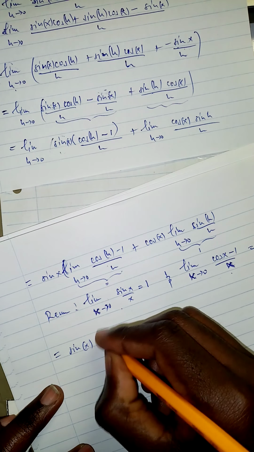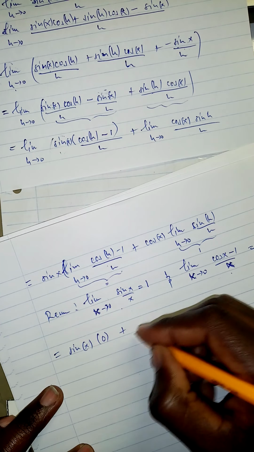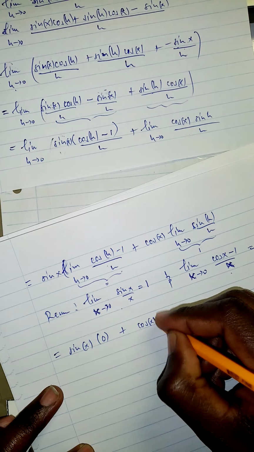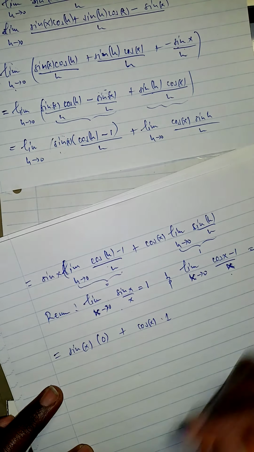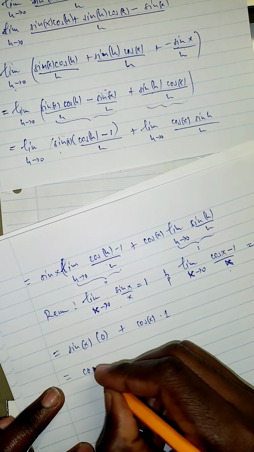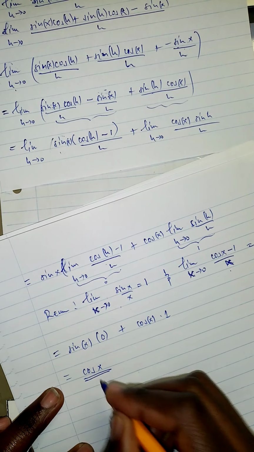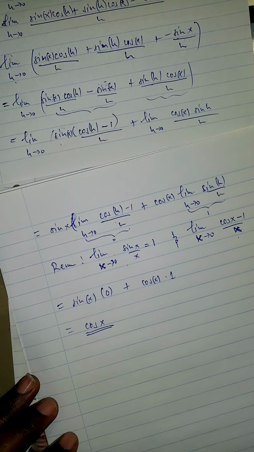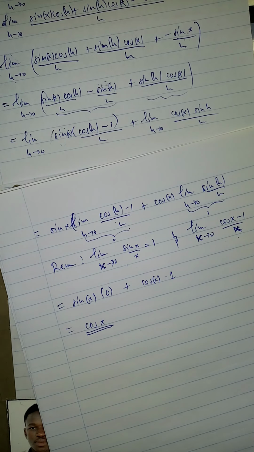sin x times 0 plus cos x times 1. Therefore our answer will be cos x. That will be our answer. And we know that when you differentiate sin, we get cos. This is where it is coming from. And then still for cos, we're going to do the same thing.